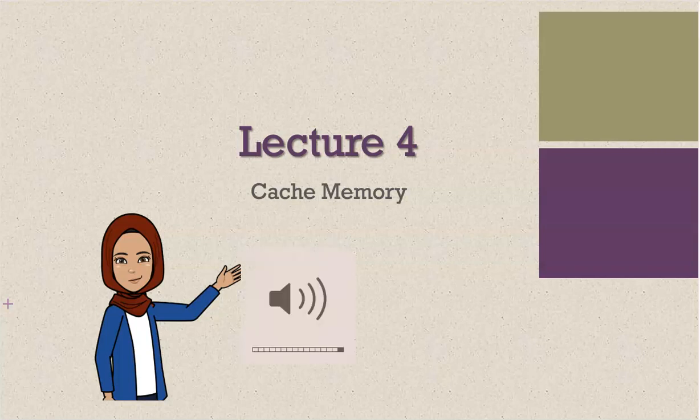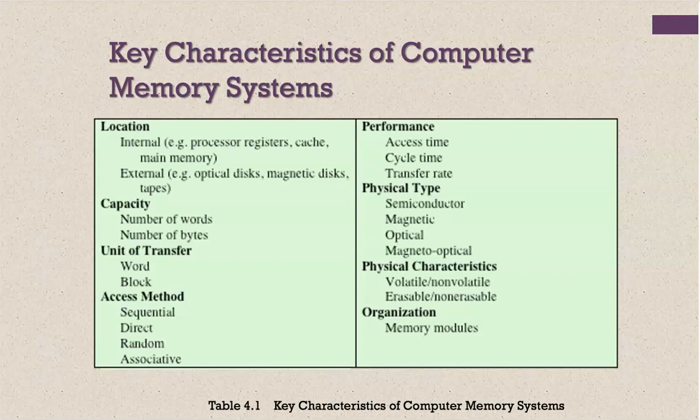So we are going to continue on lecture number 4, which is cache memory. Lecture number 4 or chapter number 4. So we have talked about the key characteristics of computer system memory systems. So we have different locations, the internal versus the external. We also talked about capacity, whereby we talked about the memory system in terms of how many words it has, how many bytes it has.